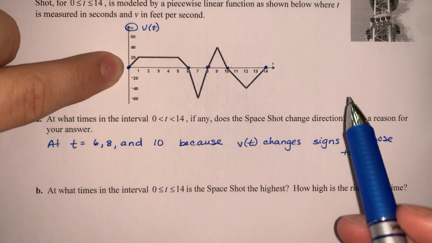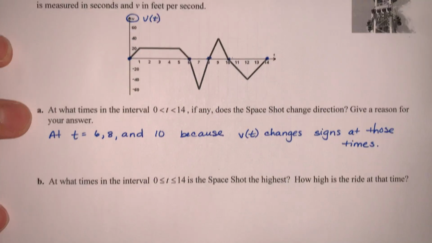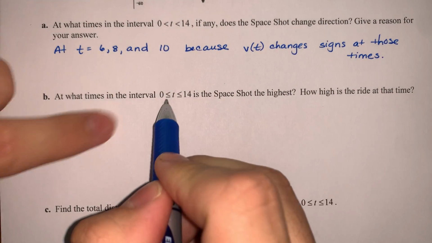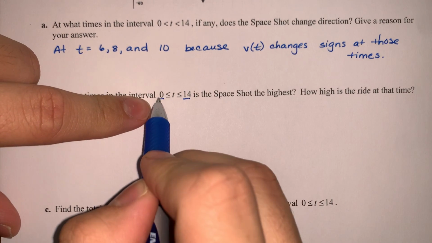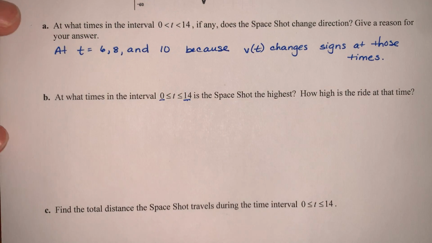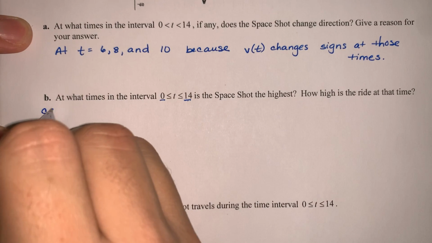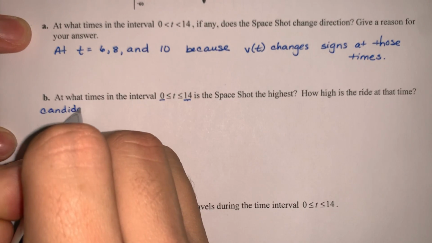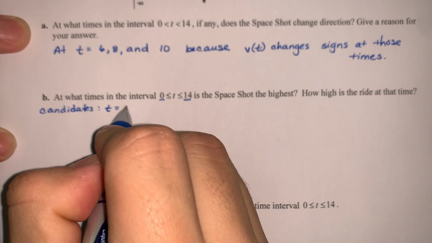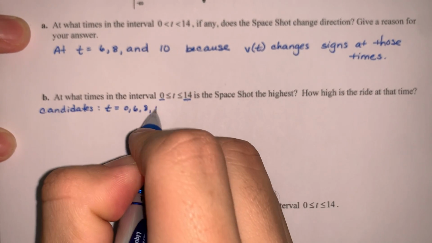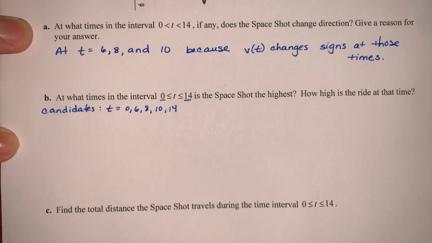But still, we have to test those times out because, again, usually whenever they give you some kind of interval, it's expected that you're going to test the beginning and ending interval. So that's what we're going to do. So I'm going to go ahead and list this out and say that our candidates are t equals 0, 6, 8, 10, and 14.